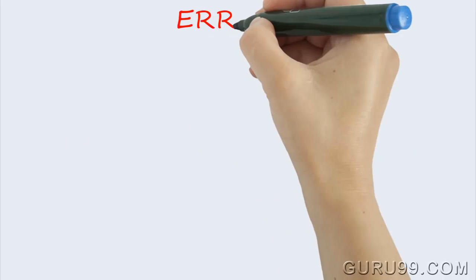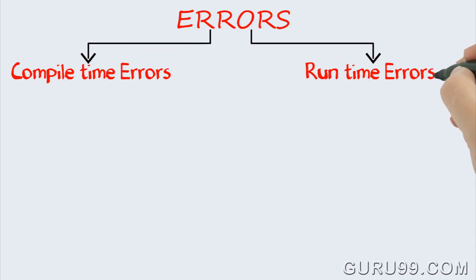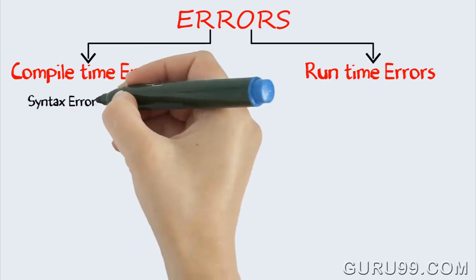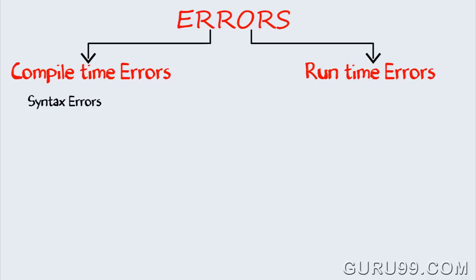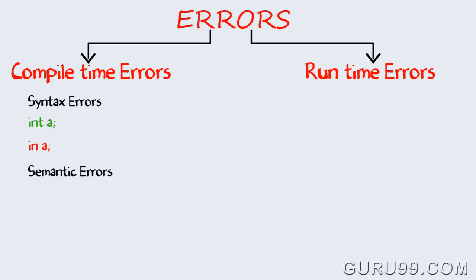There are two types of errors: compile time and runtime. Compile time errors can again be classified into two types. Syntax errors: for example, instead of declaring an integer variable as int a, you mistakenly declare it as in a, for which the compiler will throw an error. Or you can have a semantic error, where you have declared a variable int a, and after some lines of code, you again declare an integer as int a. All these errors are highlighted when you compile your code.